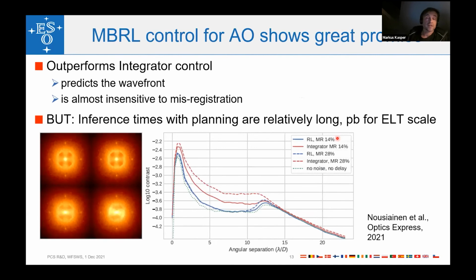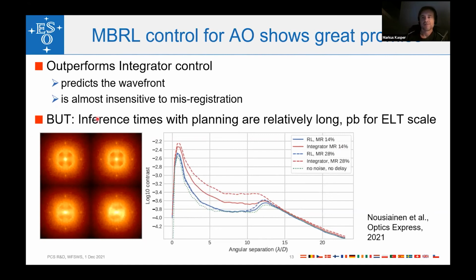And if you do that, you can see that this machine learning-based reinforcement learning control for AO shows a really great promise. It outperforms the integrator, and it does that because it predicts the wavefront. So this really confirmed something. We have looked into the time series of signals, and we see that there is a prediction happening. It's almost insensitive to misregistration. So you can see that on this plot here, when you start to shift your wavefront sensor with respect to your DM, because you continuously look at the results of what you are doing and you analyze them in chunks of every 5 or 10 seconds, you actually compensate for these errors automatically. So it's self-calibrating.